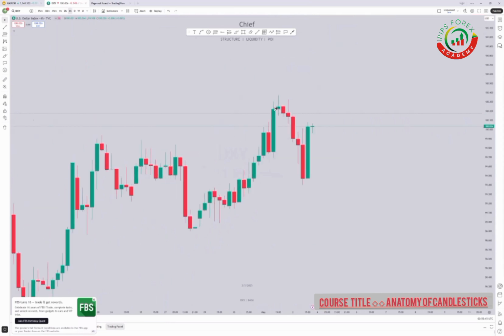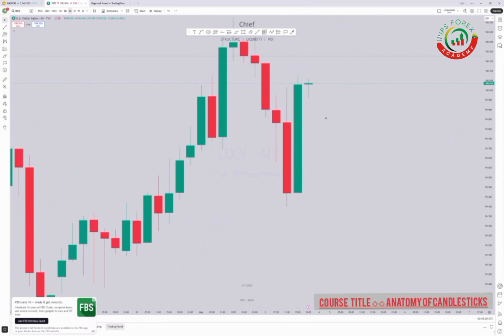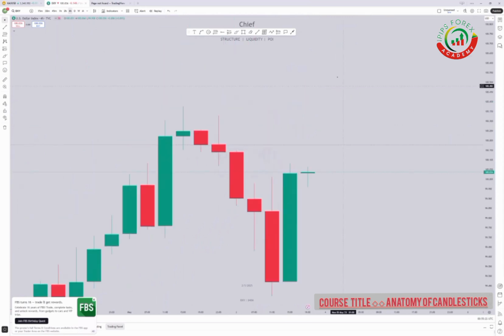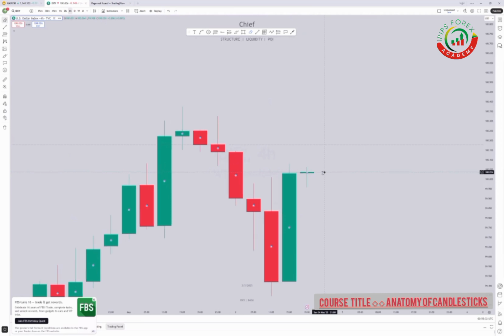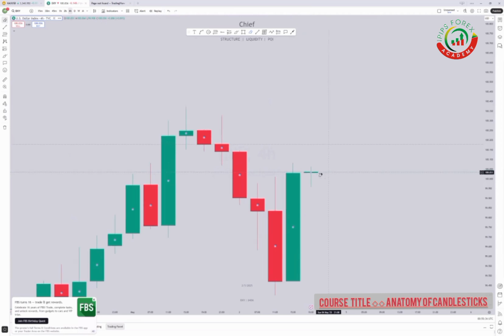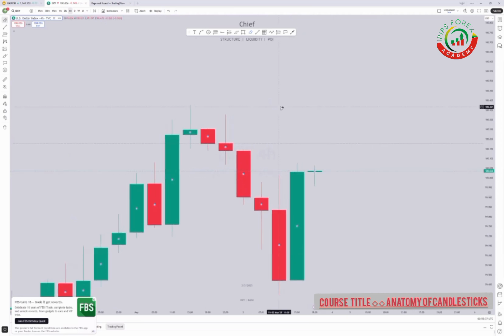Now look at this. Let me zoom in properly. All right. So you can see what's happening here. This is the open zone. This is the open zone. So when the market crosses it to the upside, that is why it ends in green.